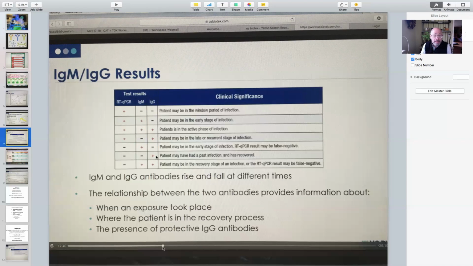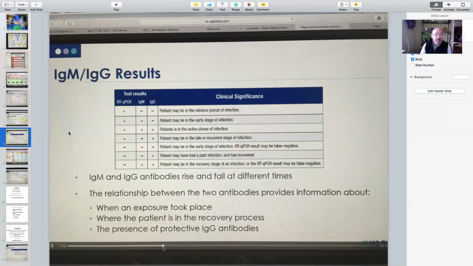That would be ideal. I suspect that's going to be a lot of people, because so many people had mild symptoms. Negative PCR, IgM is positive, and the IgG is positive. Again, patient may be in the recovery stage of the infection, and the PCR testing may have been falsely negative.